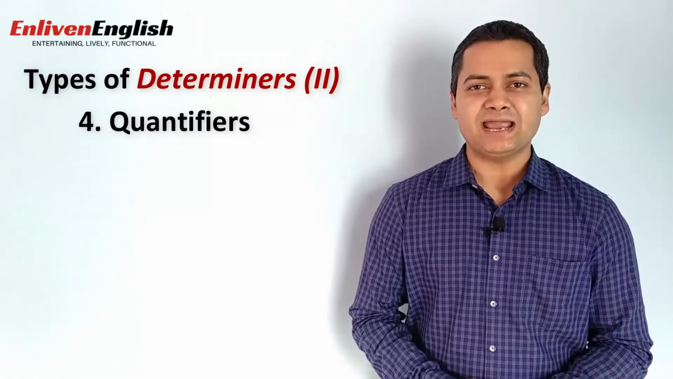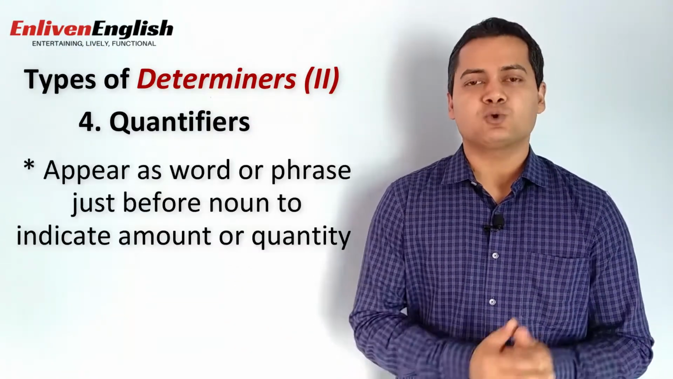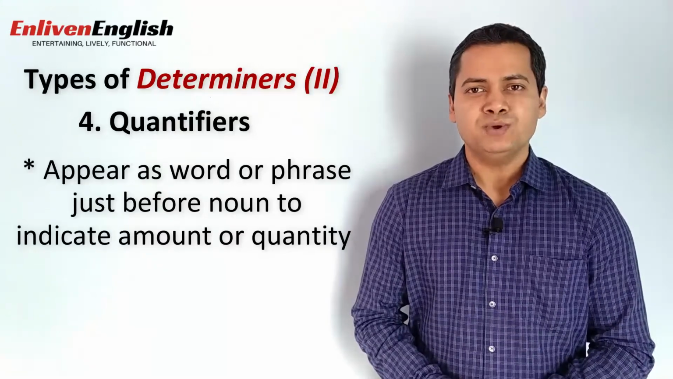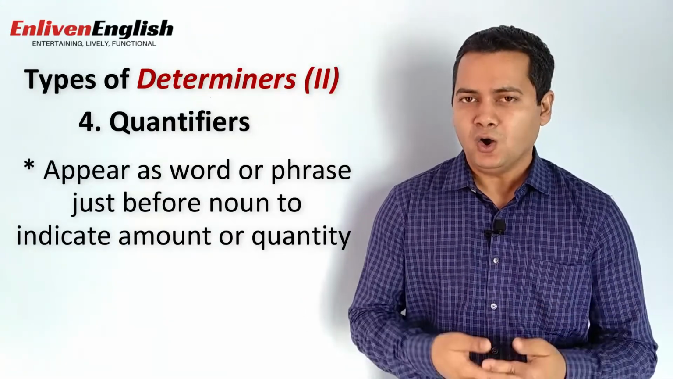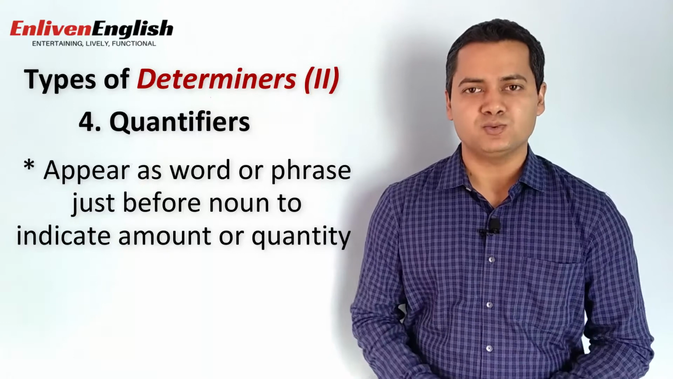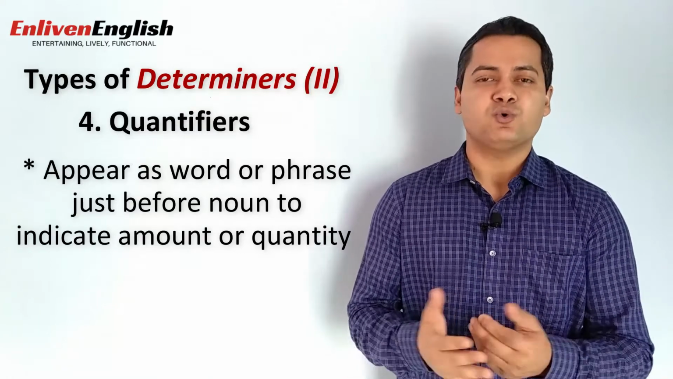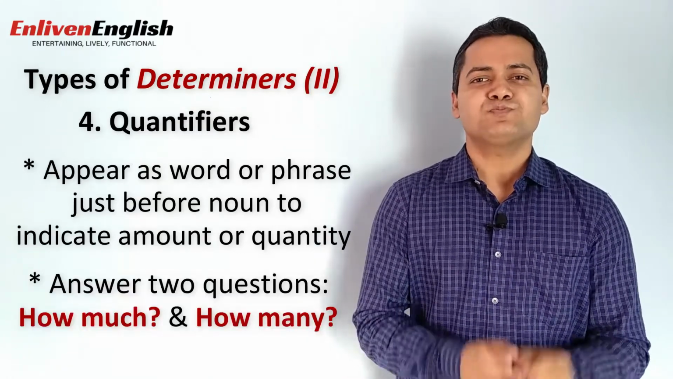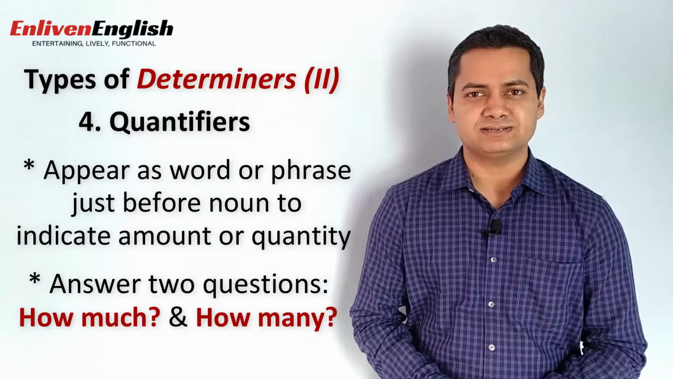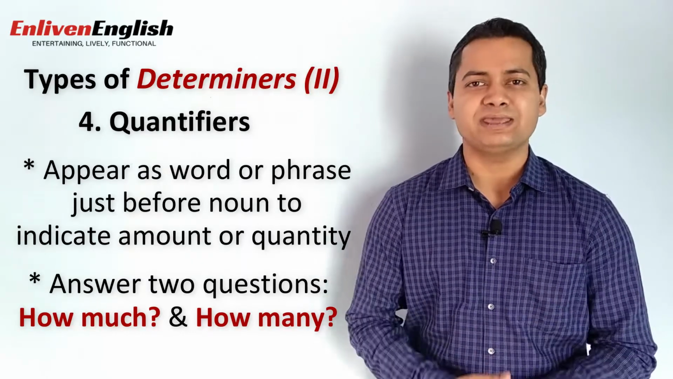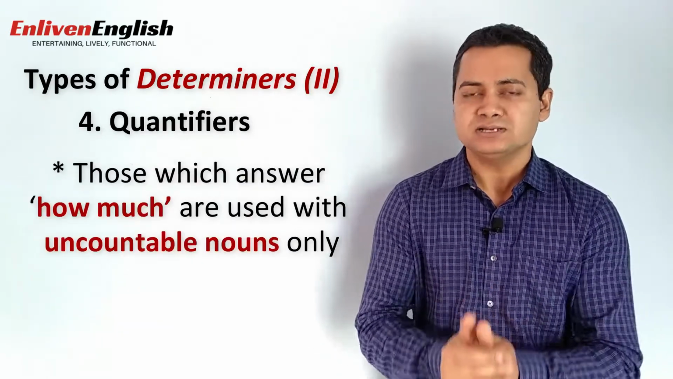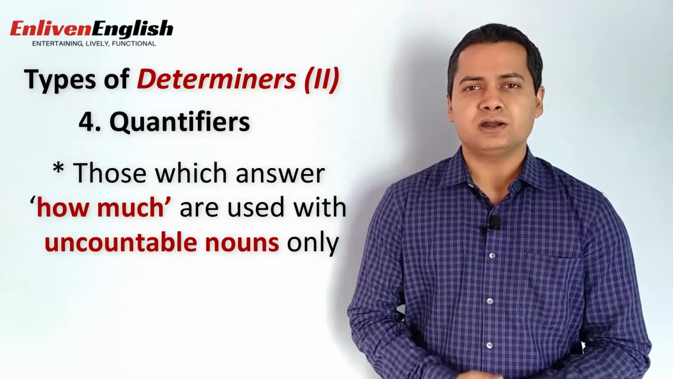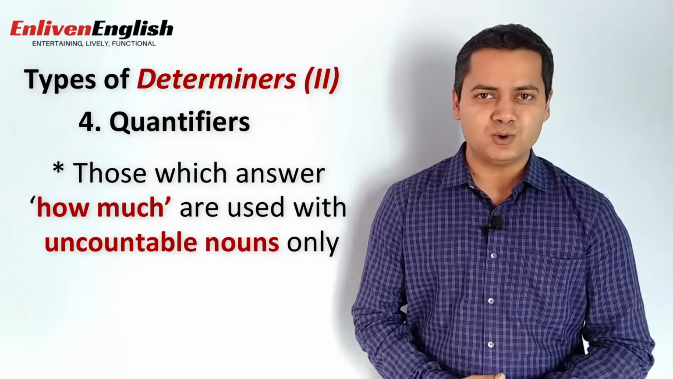Let's first understand what quantifiers are. A quantifier is a determiner which can appear as a word or a phrase just before a noun to indicate an amount or quantity. Quantifiers primarily answer 2 questions: how much and how many. Quantifiers which answer the question how much are used with uncountable nouns only.